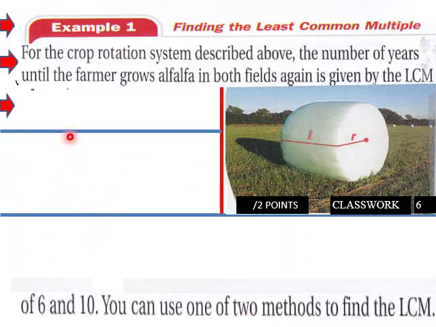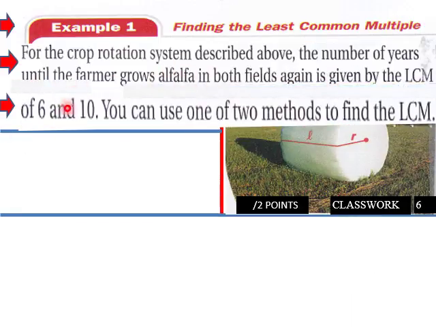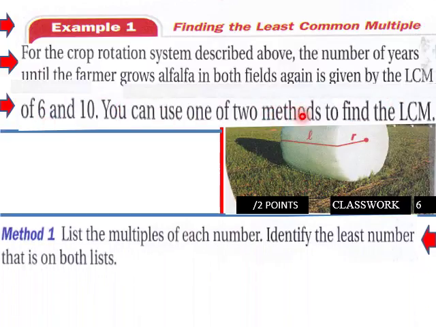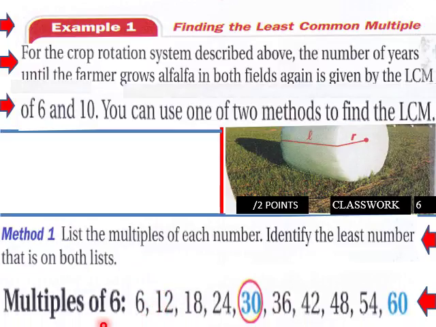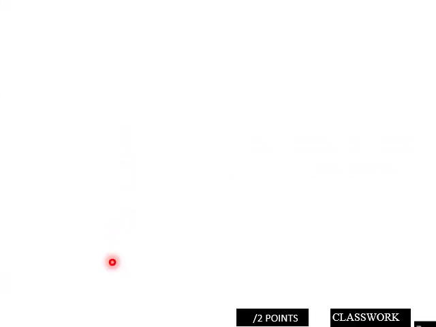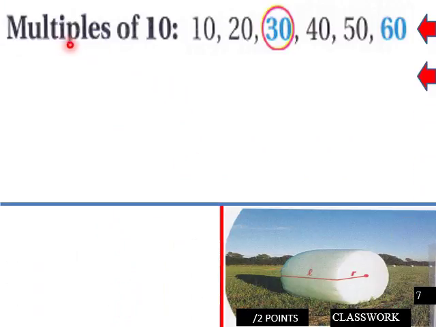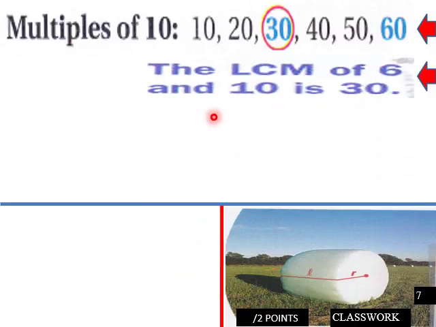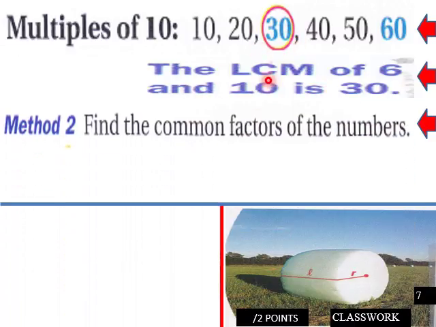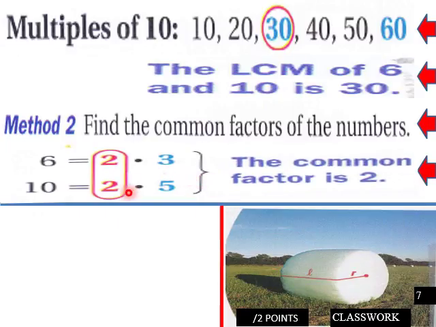Let's get into example 1 for the crop rotation problem. So the LCM of 6 and 10. You can use 2 methods to find the least common multiple of these. So we can multiply this out. We get 30 and we get 60 here for 6. And then for 10, we get 30 and 60. So the LCM of 6 and 10 will be 30. That would be the least common multiple. So every 30 years, you can grow alfalfa in both those fields.